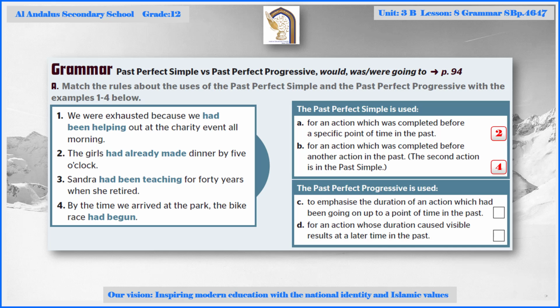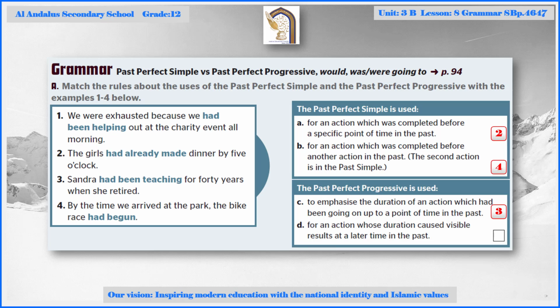The past perfect progressive tense is used to emphasize the duration of an action which had been going on up to a point of time in the past. That's right. The matching example is number 3. Sandra had been teaching for 40 years when she retired.